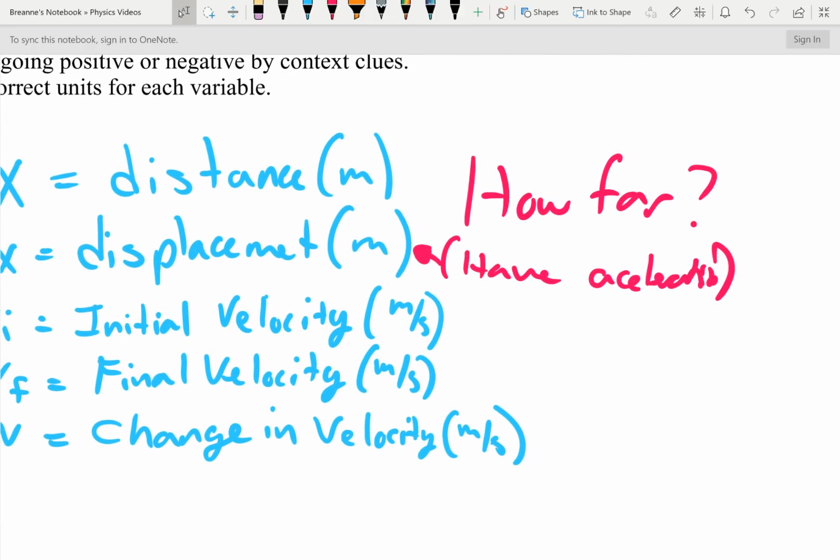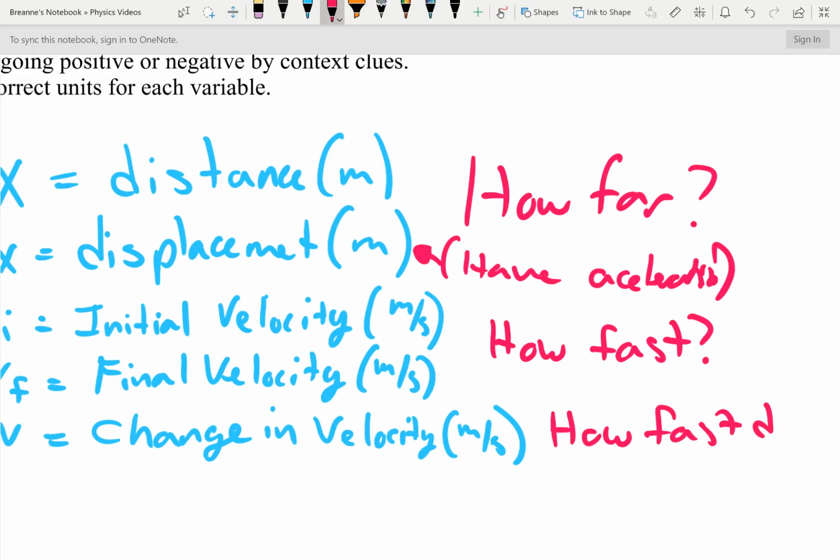If you're looking for your final or initial velocity, it'll ask for how fast. If it's looking for change of velocity, it'll be how fast did it change, so there will be the word change in the question.